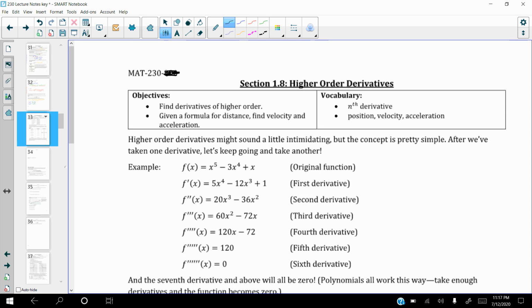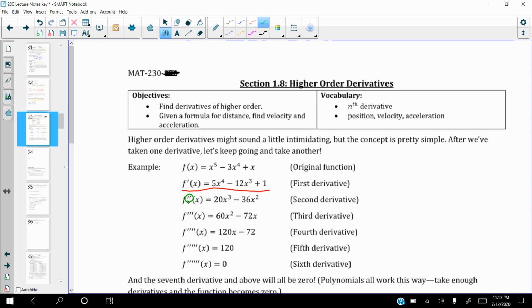So if you follow the example, if we start off with the original function x to the fifth minus 3x to the fourth plus x, and you take its derivative, you get f prime, which is 5x to the fourth minus 12x cubed plus 1. Then if you take the derivative of that one, notice the notation here. It's got two prime symbols. It just means the second derivative. We say f double prime.